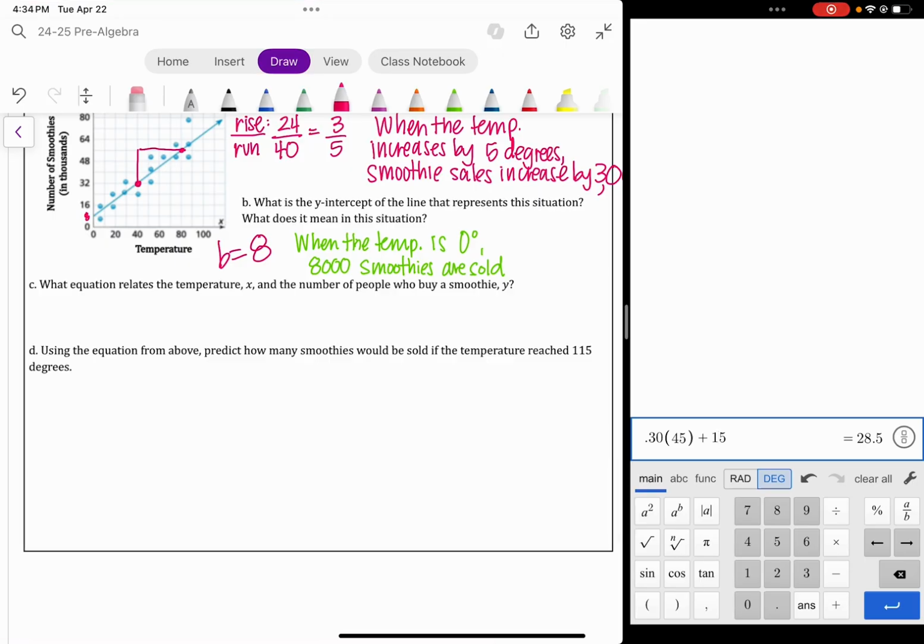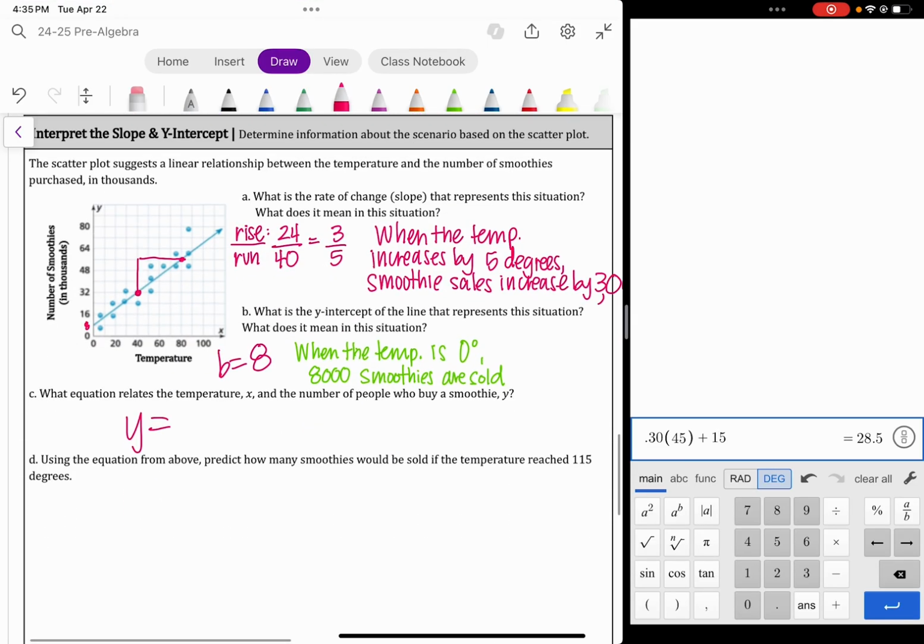What equation relates the temperature x and the number of people who buy a smoothie? So we've written the slope, we've written the y-intercept. So we'll just put that all together. y equals 3/5 x plus my y-intercept of 8, or you could use the decimal, 0.60x plus 8.